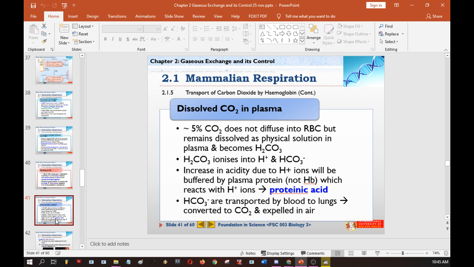This actually causes the blood to become acidic, but your plasma protein will buffer it. Proteins are able to absorb H plus, which causes the blood to become neutral again. HCO3 minus is transported by the blood to the lungs and then converted to CO2 and water.